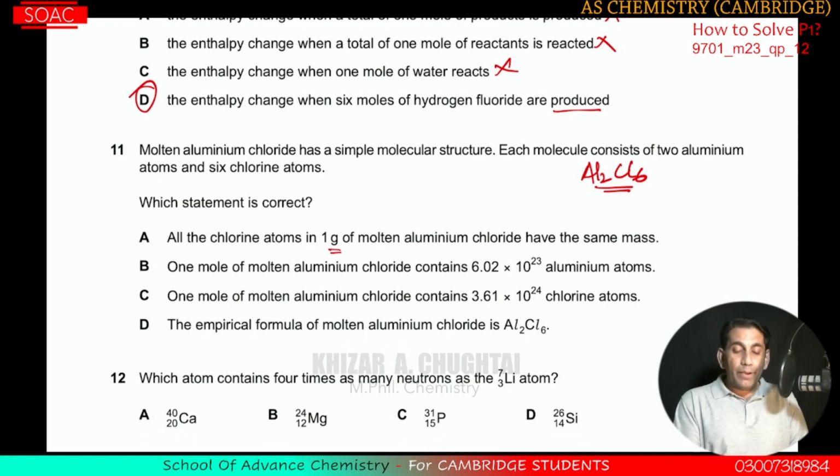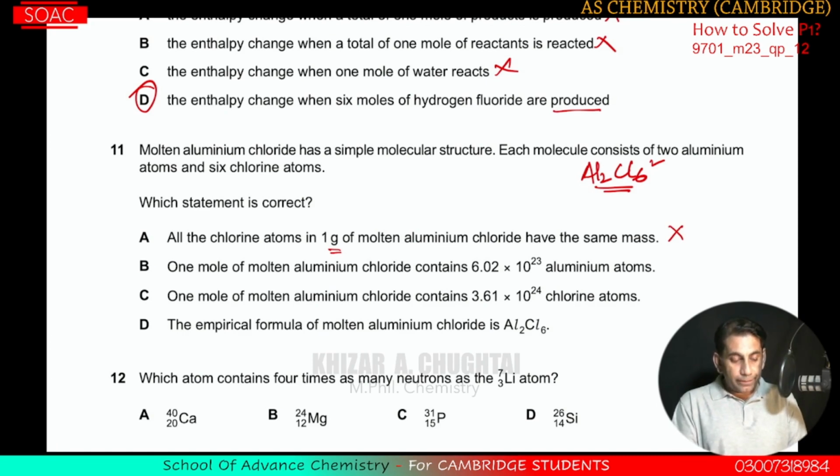Answer is no. Because there are 6 chlorine atoms and there are 2 types of Cl isotope, Cl-35 and Cl-37 by mass. So there are different isotopic abundances of the Cl. So not all chlorine atoms must have the same mass.